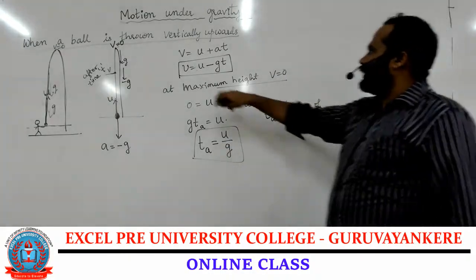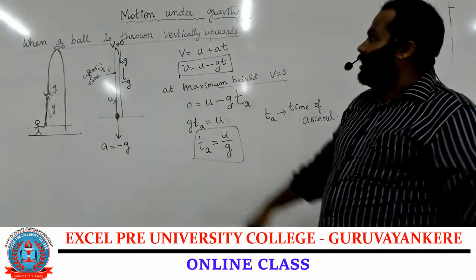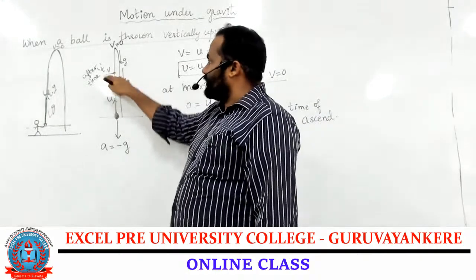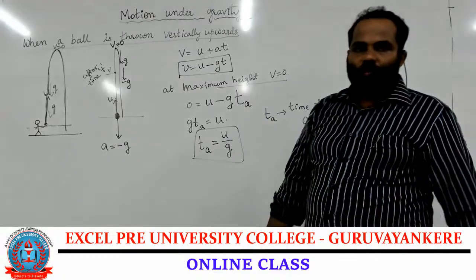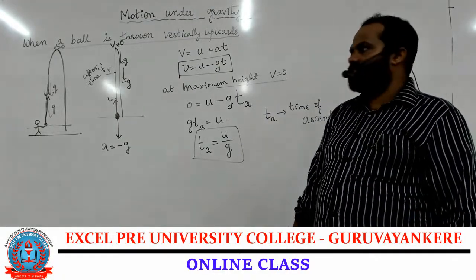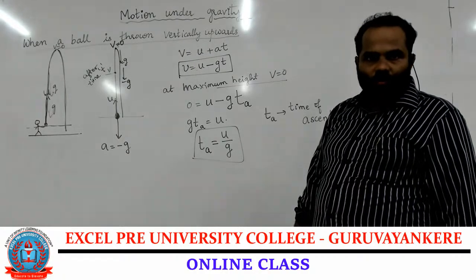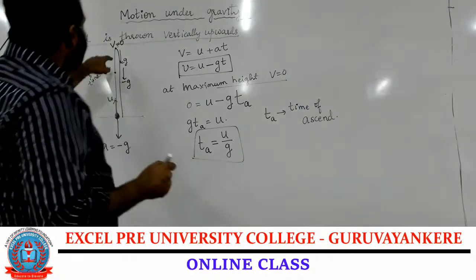So v is equal to u minus gt is the velocity of the object moving upwards. After time t, its velocity will be v. Is that clear to you? Any doubt regarding this? No doubt, no? Clear, no? Okay. Next, what happens now?